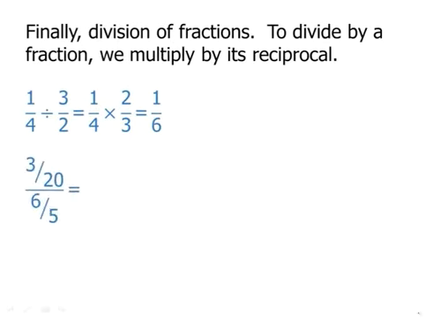If we take the fraction 3/20 and divide by 6/5, of course, we can multiply by the reciprocal, 3/20 times 5/6. We can do a little canceling. And once it's simplified, then we can get an answer.